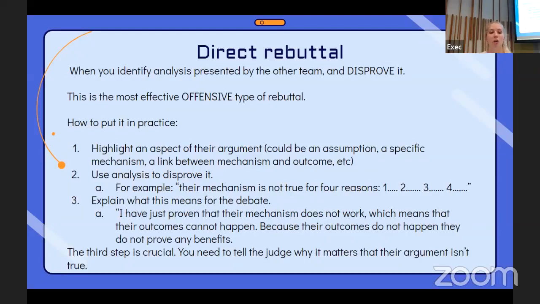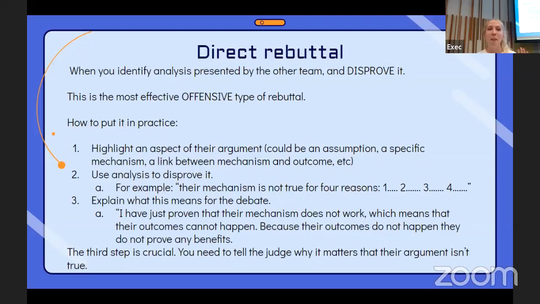So an example of how you could do this is just by saying, I have just proven that their mechanism does not work, which means that their outcomes cannot happen. So because their outcomes do not happen, they don't prove any benefits. Obviously, this is very vague and not specific to any debate that has happened before, but that's the kind of thing you want to be saying, linking back the reasons why mechanisms aren't true to the context of the debate so that you can make progress.